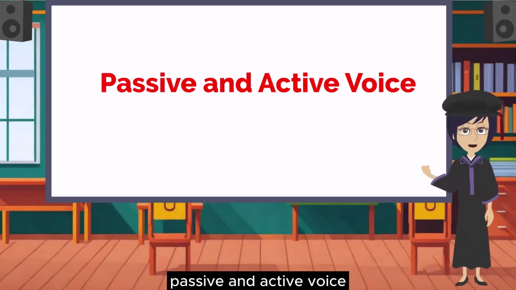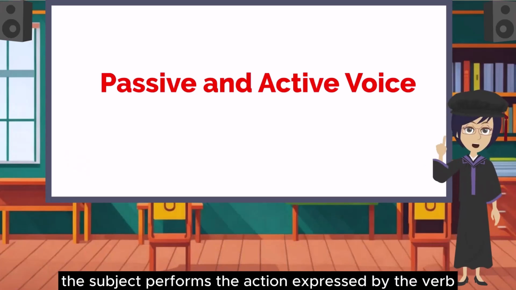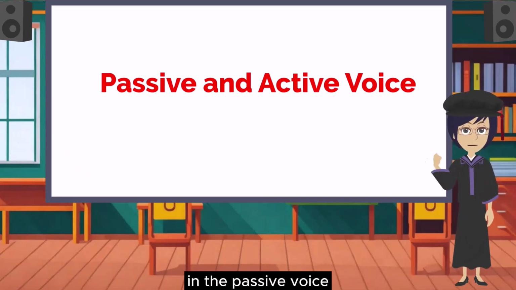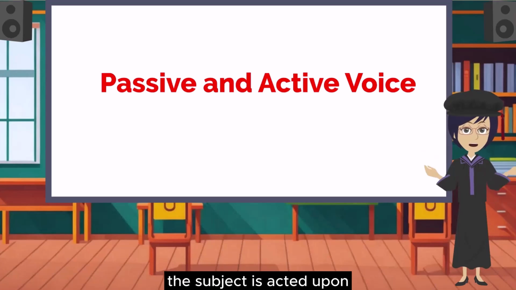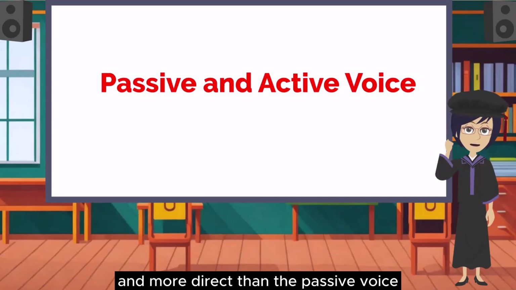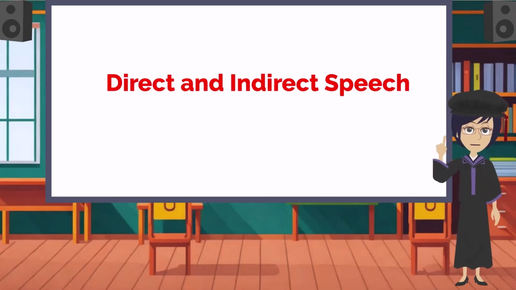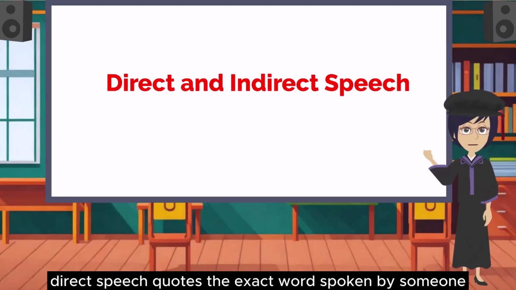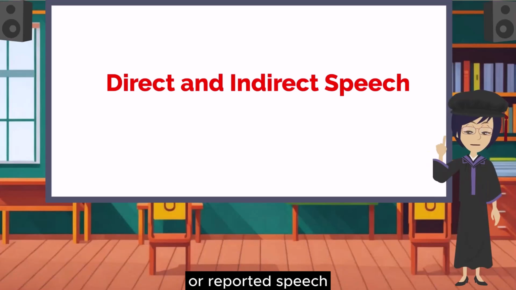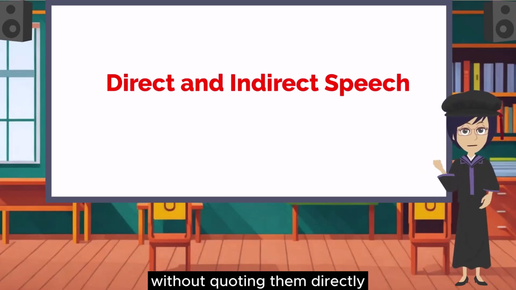Passive and active voice. In the active voice, the subject performs the action expressed by the verb. In the passive voice, the subject is acted upon. The active voice is generally clearer and more direct than the passive voice. Direct and indirect speech. Direct speech quotes the exact words spoken by someone. Indirect speech, or reported speech, paraphrases what someone said without quoting them directly.